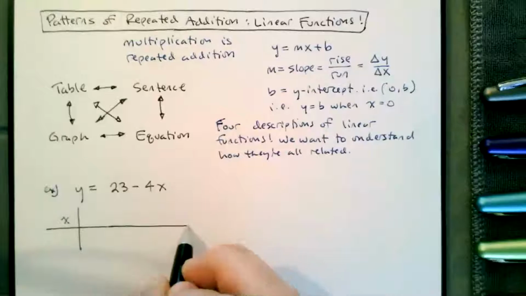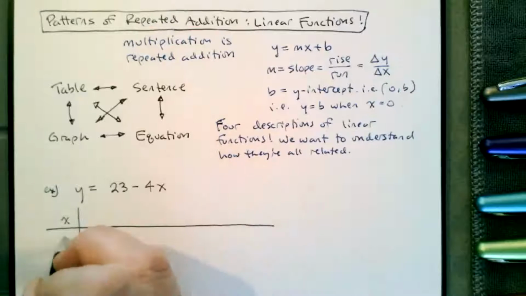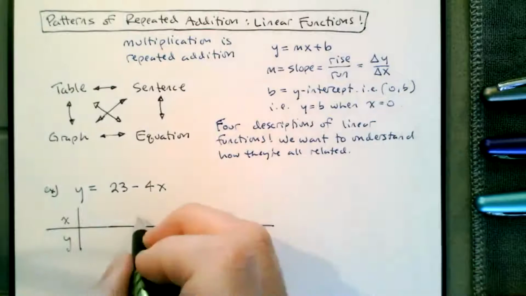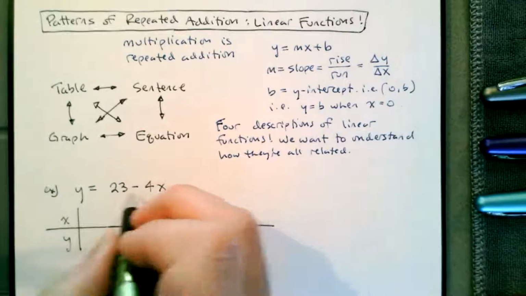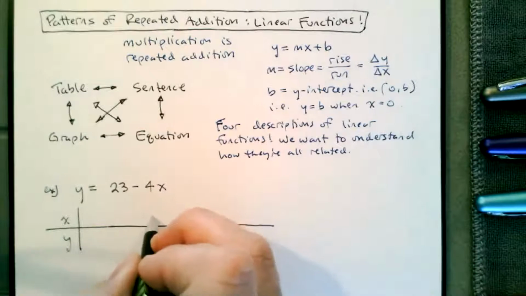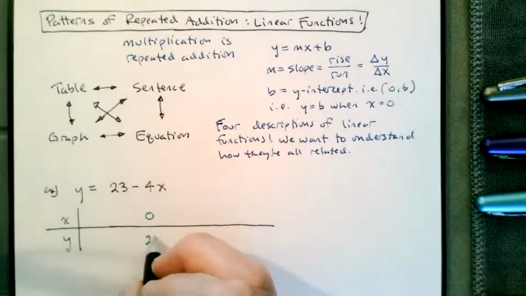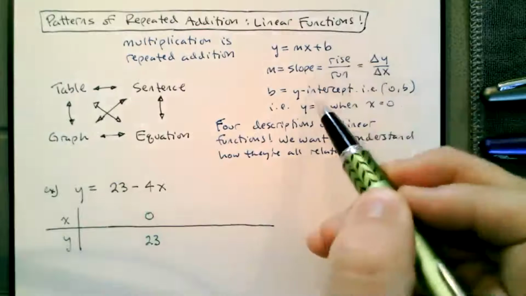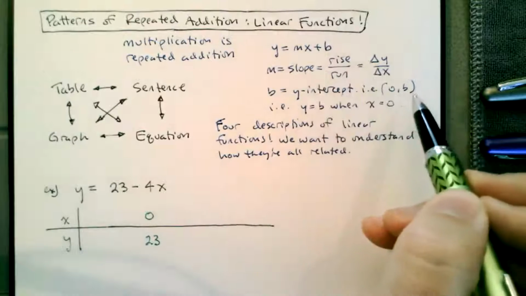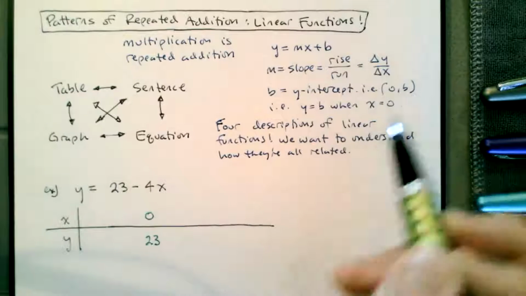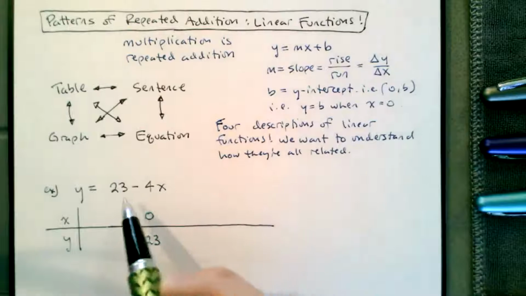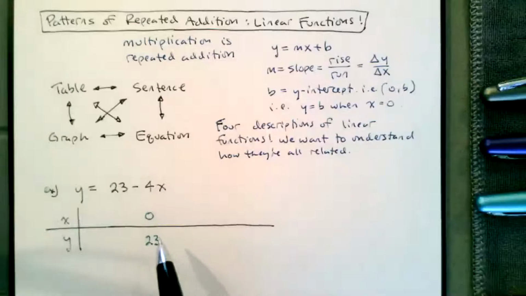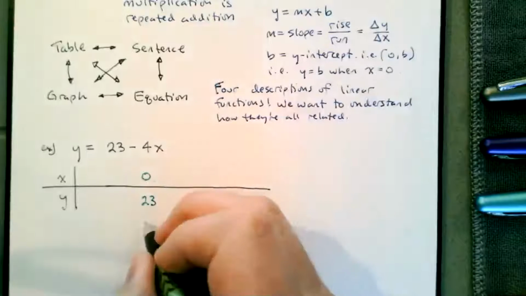So let's look at a table of values. I'm going to leave a couple spaces. I'm going to say when x is 0, y is 23. So that's a point that we can come up with right away. Maybe we recognize that because 23 is the constant term, and the constant term is the y-intercept, and the y-intercept happens at (0, b). Or we can notice that if we plug in 0 into the equation, we get y is equal to 23 minus 4 times 0, or just 23. So a lot of ways that we can come up with that.